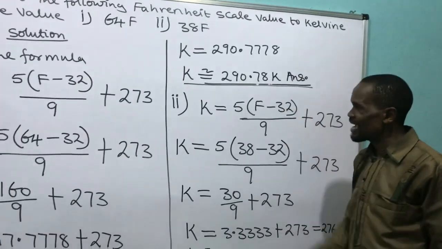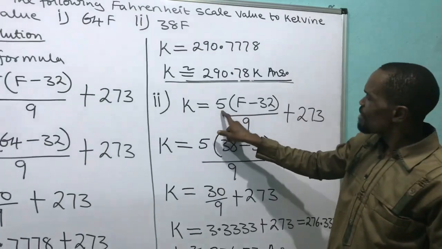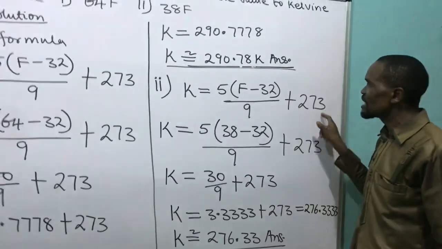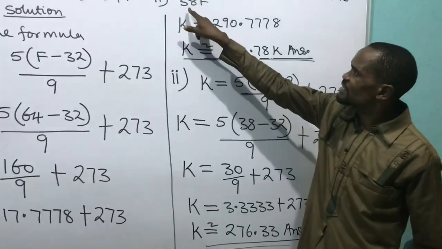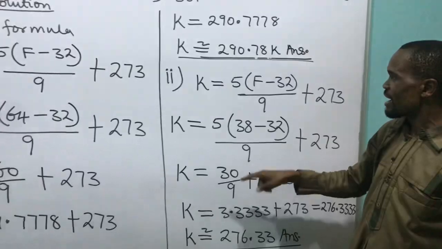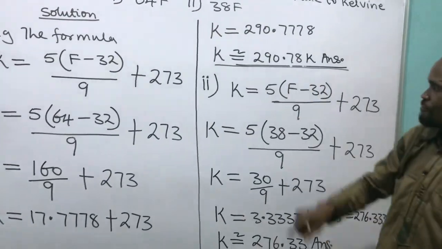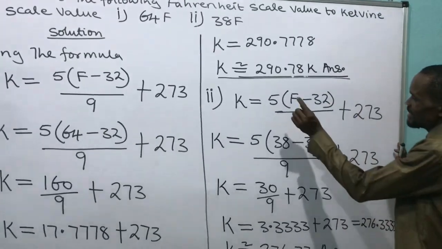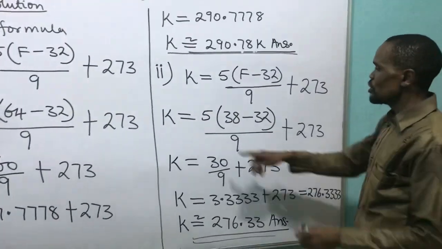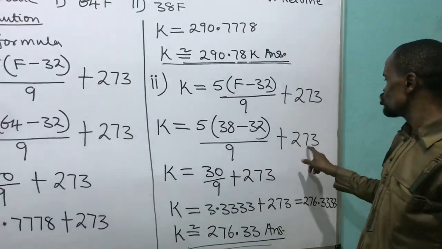My answer in Kelvin. Then I use the same formula, K equals 5 times (F minus 32) over 9, plus 273. In this case, F represents 38, because the question says 38 Fahrenheit. This is the word Fahrenheit. Then I remove F and put 38. 38 minus 32, times 5, divided by 9, plus 273.